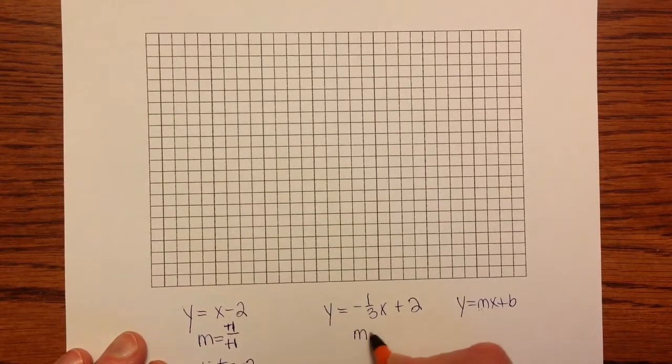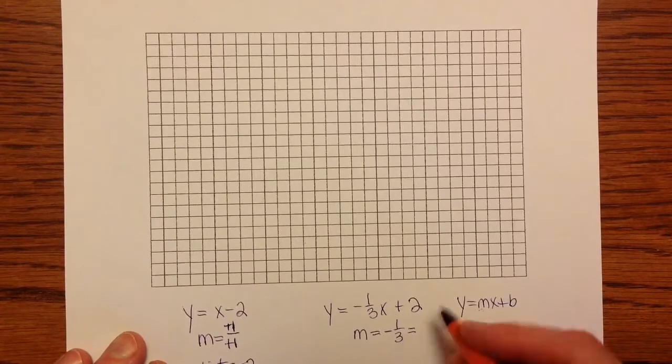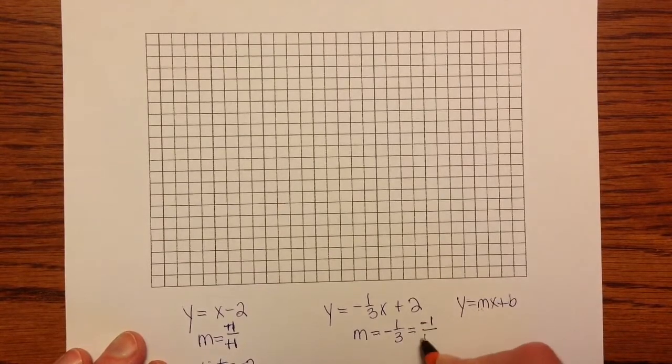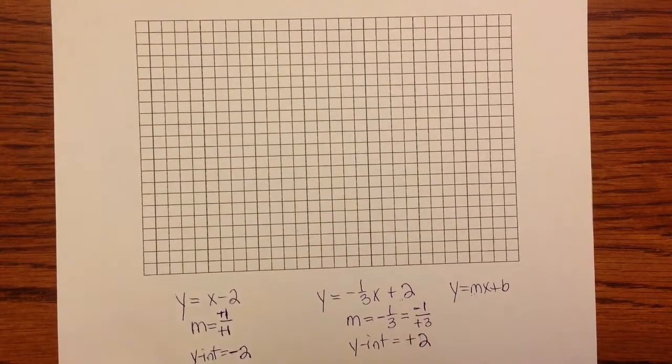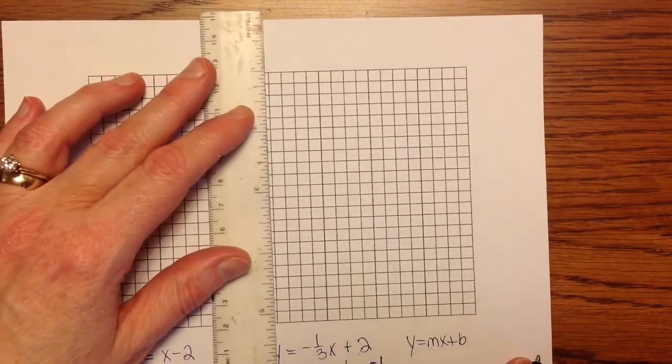This one, its slope is negative 1/3. Remember, when you have a negative fraction, one of those numbers has to be negative. So I'm going to put it with the top. You can also put it with the bottom and make one of them positive, one negative, because that's still a negative 1/3 when you divide it. And then the y-intercept is positive 2. That's the number here. Okay, let's get an x and y axis going.